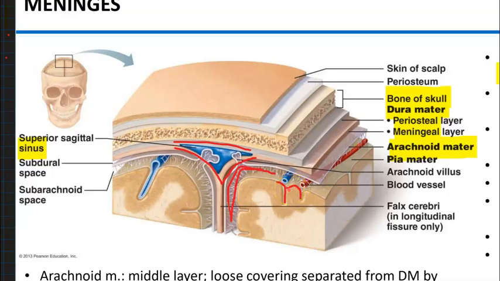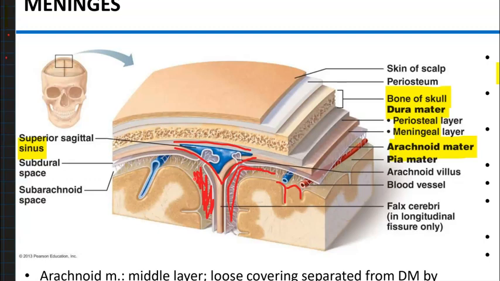What I want you to really pay attention to here is that there is a space between arachnoid and pia mater. The space that's right here. This is the space where cerebrospinal fluid circulates, and also the space in which blood vessels that supply the brain with blood and drain blood from the brain are located.